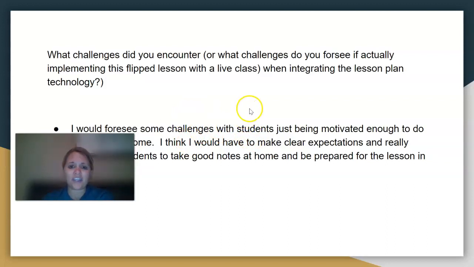But I do think that the challenging part, more so of the flipped lesson, would be just making sure the kids are motivating themselves at home and doing what they're being asked to do. I feel like some of my students probably wouldn't take the notes as well if they were doing it on their own at home. However, I would hope to establish those clear expectations and really encourage them so that they're prepared when they come to class.